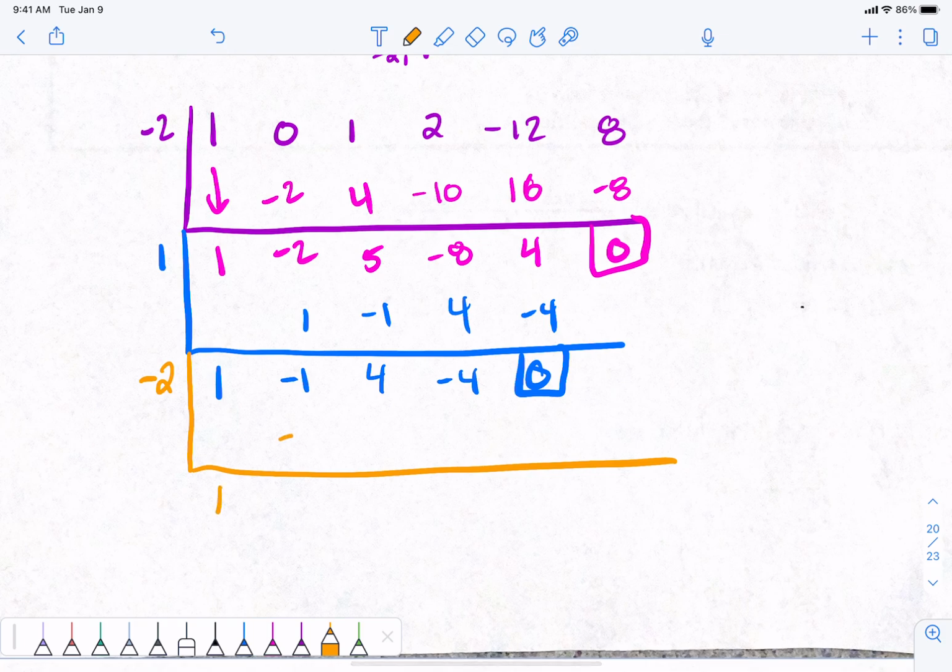So 1, negative 2, negative 3, 6, 10. Not going to work. Okay, so let's go back to 1 again. Please, 1, work. 1, 1, 0, 1. No. 5, 5. Did I do that right? I screwed up. This should be 0 again.